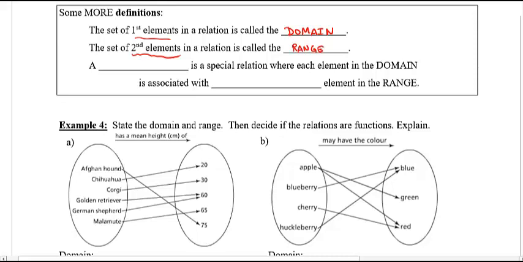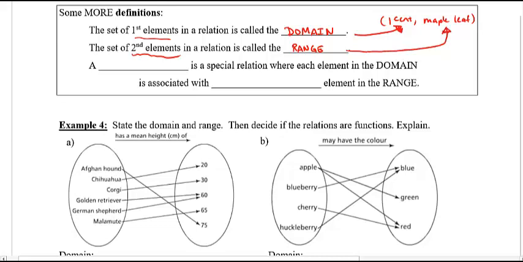Okay, so in the previous one, remember how I had 1 cent versus maple leaf? Remember that? So that 1 cent would be the element in the first group, so that would be a domain. And then the range example would be the maple leaf.